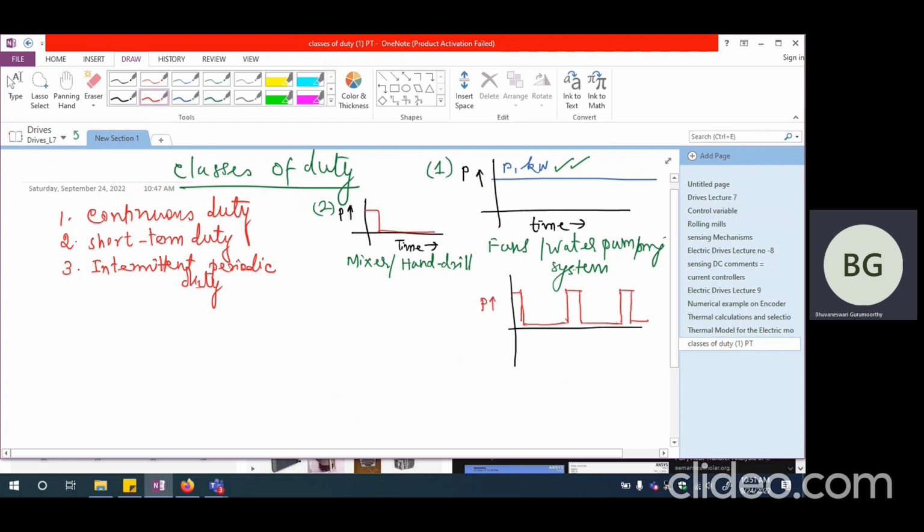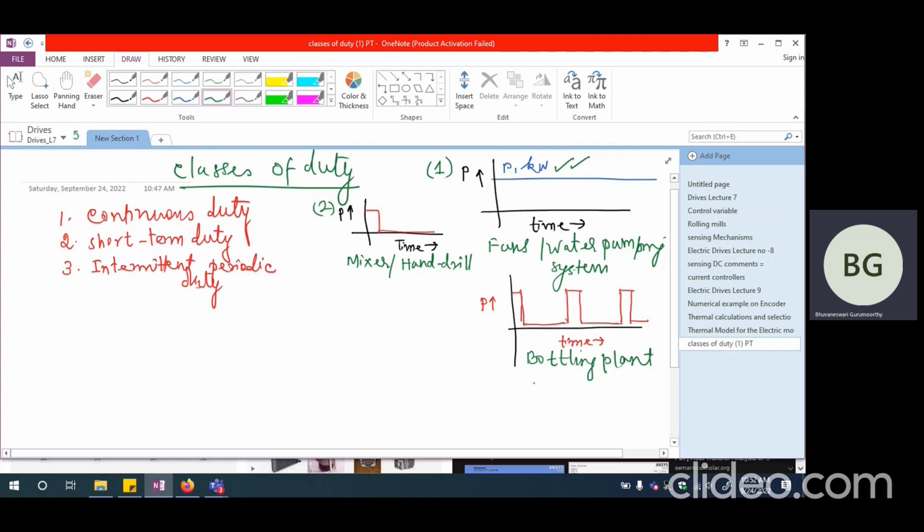So this is typically, I told you about the bottling plant. In a bottling plant, as the next bottle comes in, the bottle is being corked or closed. At that point, you have to apply a huge pressure. Then after that, it will be simply idling, waiting for the next bottle to come up. So this is going to happen in a periodic way.